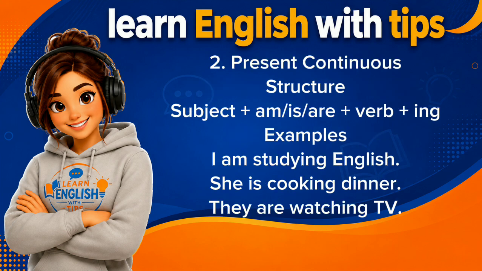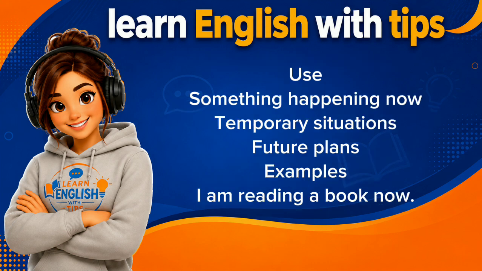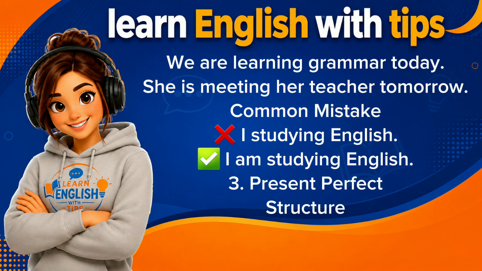2. Present continuous. Structure: subject plus am, is, or are plus verb plus ing. Examples: I am studying English now. She is cooking dinner. They are watching TV. Use: something happening now, temporary situations, future plans. Examples: I am reading a book now. We are learning grammar today. She is meeting her teacher tomorrow. Common mistake: I studying English. Correct: I am studying English.